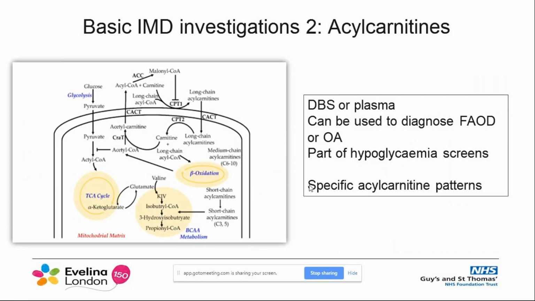Another baseline test we may ask you to send is an acylcarnitine, and this tends to be a dried blood spot or can be on plasma.